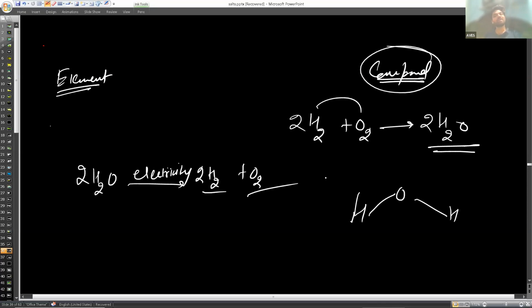But an element cannot be broken. If you have an iron strip, it is iron. If you hammer it, you cannot simplify it further. Okay, understood? Yes or no? Yes, sir. Let's have some questions over this topic.